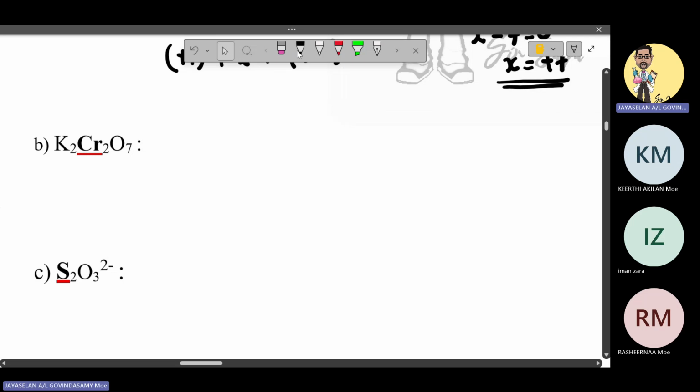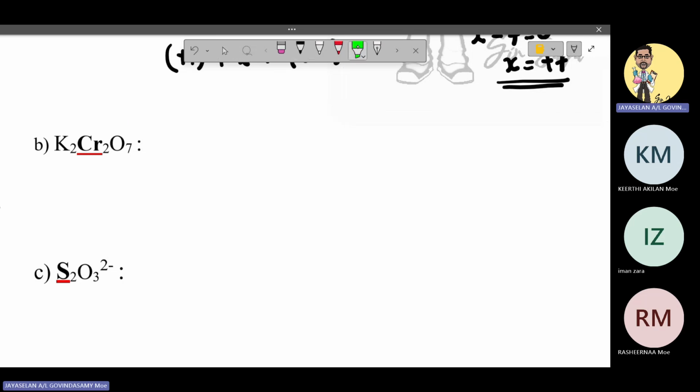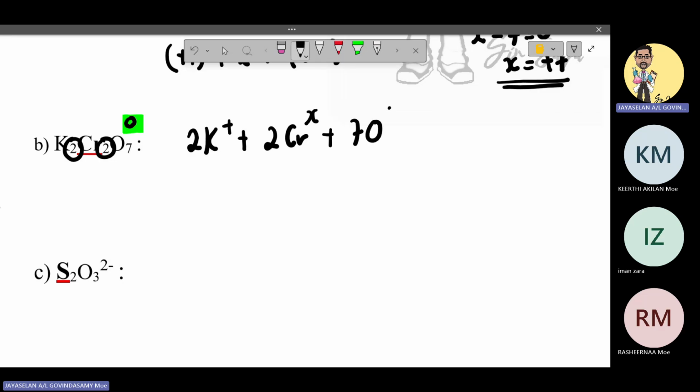Okay, so this one we do. When I do here, I check here. No, nothing. So empty, right? So I put 0. Okay, K positive. We got how many K? 2, right? So 2K positive plus we have 2Cr, they already underlined, so X, then we have 7 O2 negative. When you sum up, it should be 0.